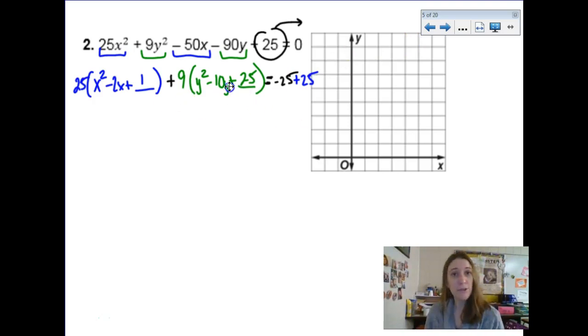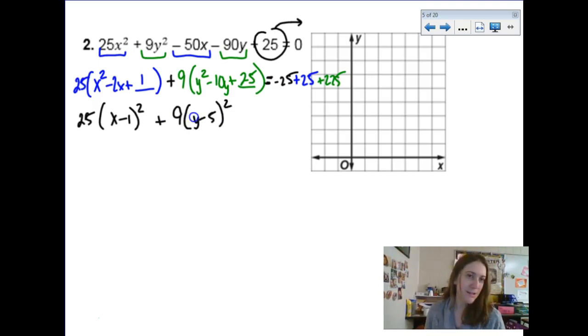That's why I say I was a little silly, but I know what I mess up on, and that's one of the things I mess up on. Oh my gosh, 225? Yeah, because 10 times 25 would be 250. Less 25, 225. Okay, we'll go with that. Alright, so we have 25 times x minus 1 squared plus 9 times y minus 5 squared equals 225.